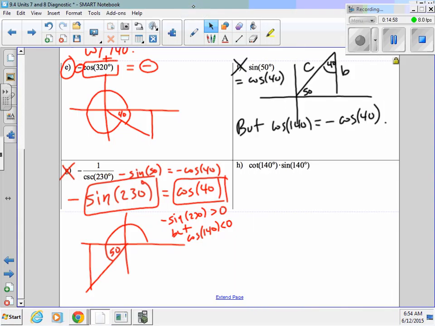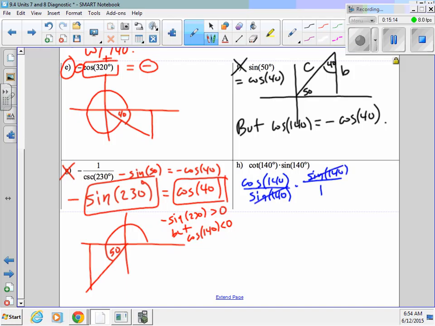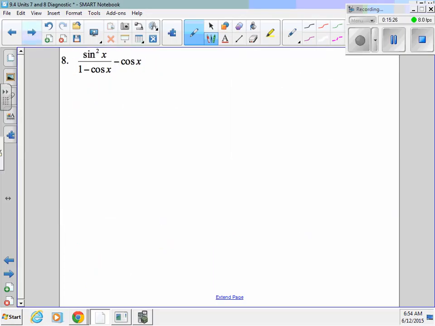All right, H. We have cotangent of 140 times sine of 140. Cotangent of 140 is cosine of 140 over sine of 140. That's an identity you need to know. Times sine of 140 over 1. The sine of 140's cancel, and I just get cosine of 140. So that guy works. I love that question. I think that's a good conceptual question that's not particularly difficult, but really hones in on whether or not you know this.